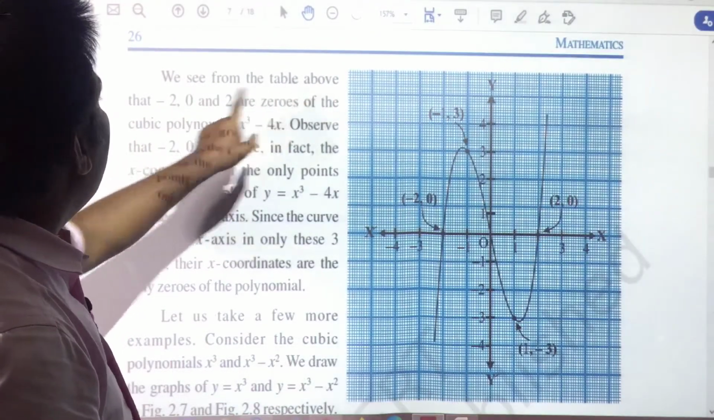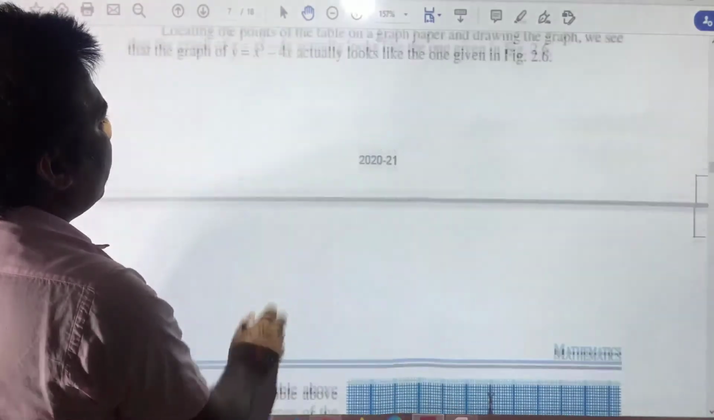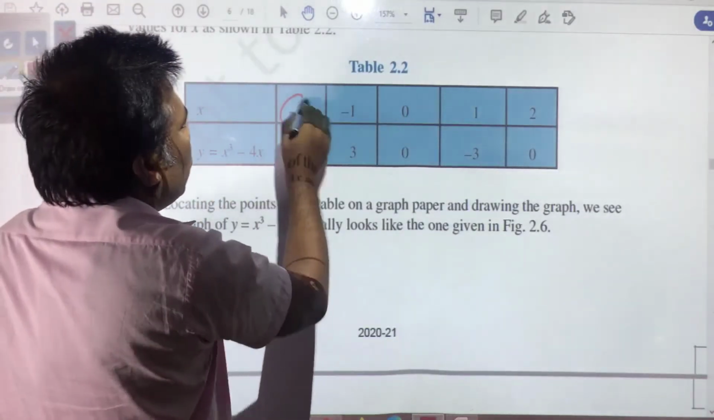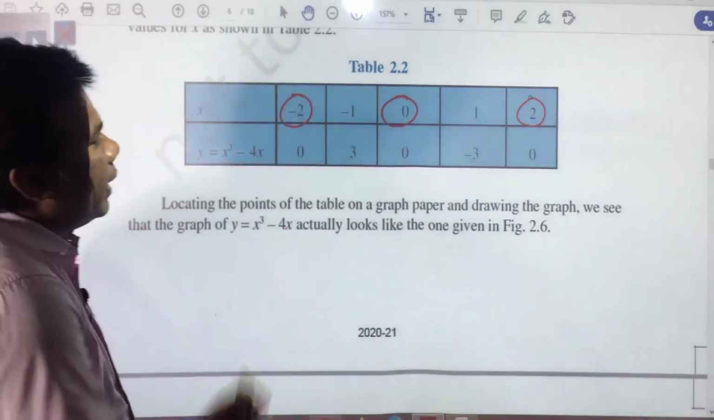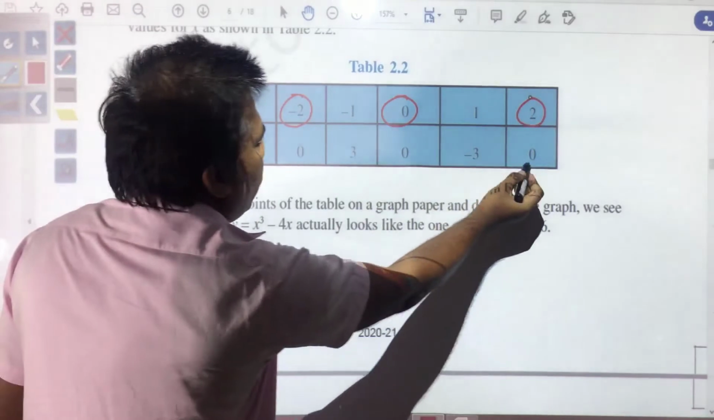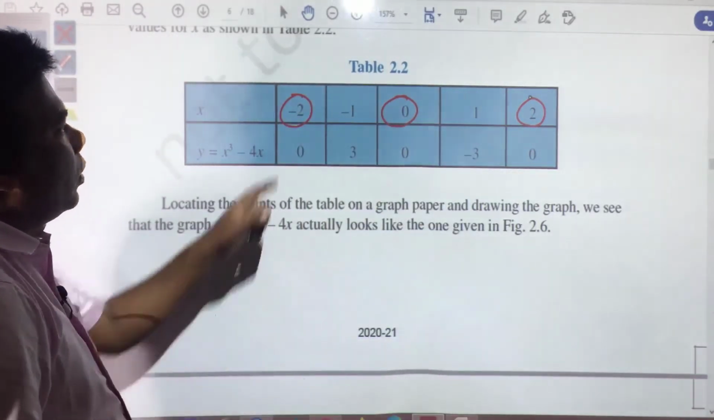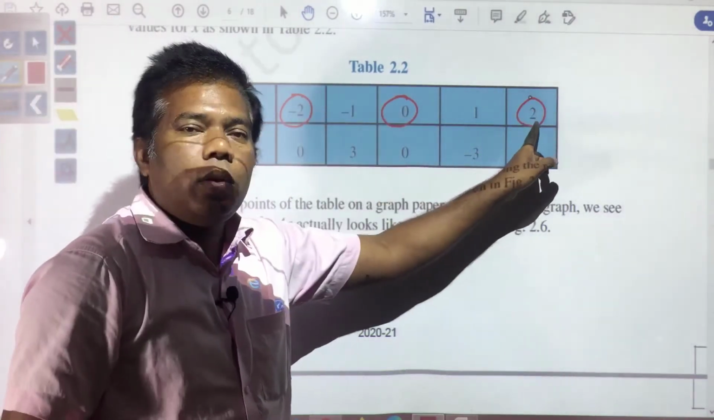We see from the table above that minus 2, 0 and 2 are zeros of the cubic polynomial. Here you can see minus 2, 0 and 2. In 3 cases you have y is equal to 0, which means for the cubic polynomial you are getting 3 zeros over here: minus 2, 0 and 2.